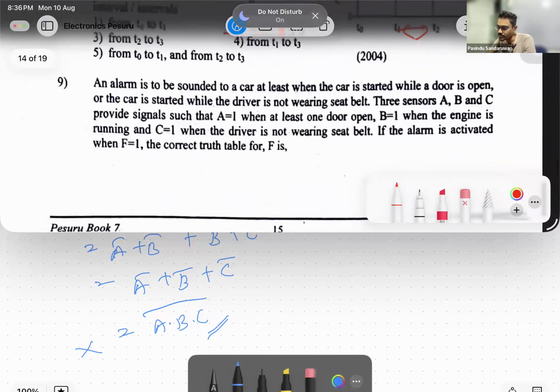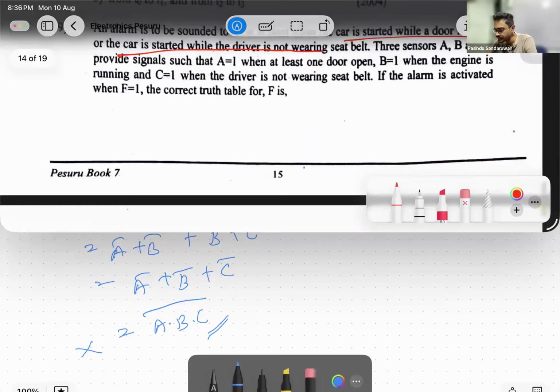9. An alarm is to be sounded in a car when the car is started while the door is open, or the car is started while the driver is not wearing the seat belt. Three sensors ABC provide signals such that A equals 1 when at least one door is open, B equals 1 when the engine is running, and C equals 1 when the driver is not wearing the seat belt. If the alarm is activated when F equals 1, the correct truth table for F is?